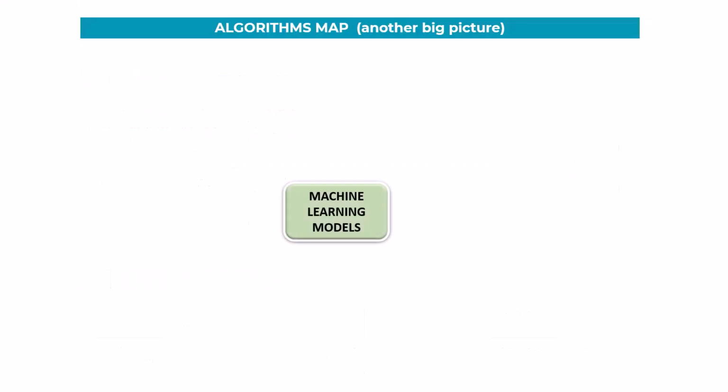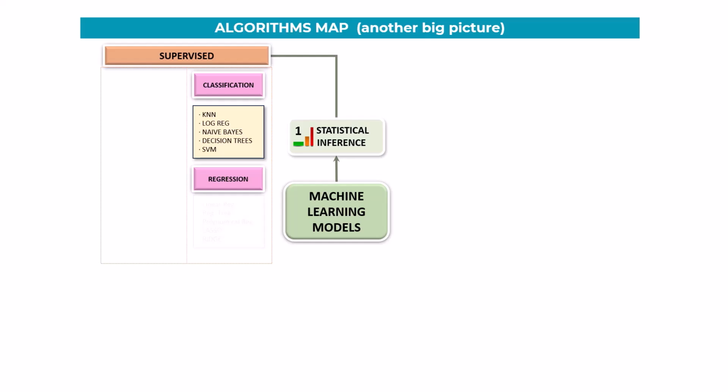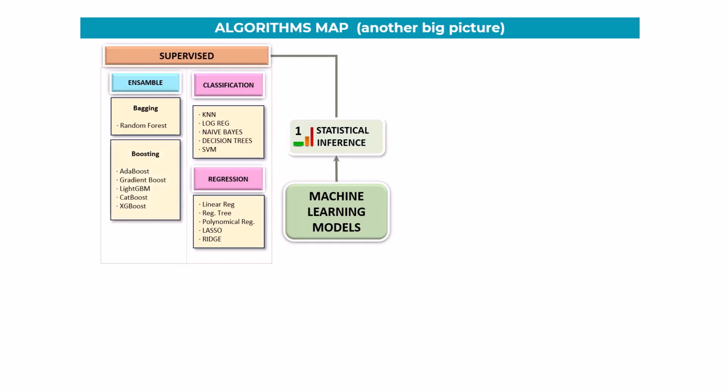Regarding the second map, we approach it through algorithms and models. There are three types of models in machine learning. The first is based on statistical inference, which we discussed at the beginning of the course. It is divided into supervised and unsupervised algorithms. Supervised algorithms can classify like a decision tree or support vector machine, or perform regressions like a regression tree or linear regression. Additionally, ensemble methods combine multiple models to improve performance and robustness.